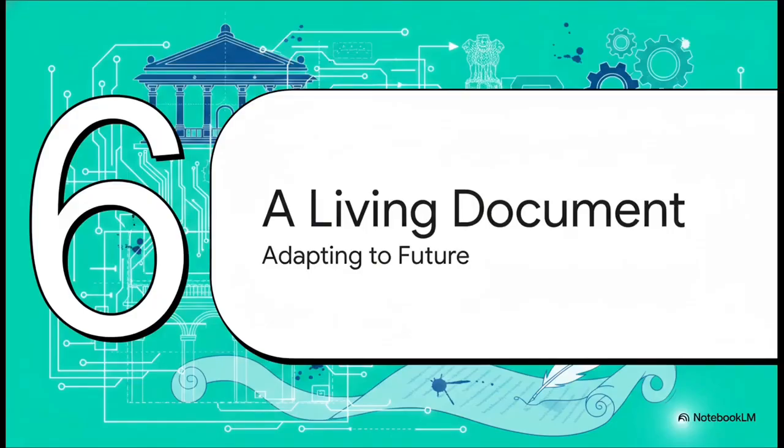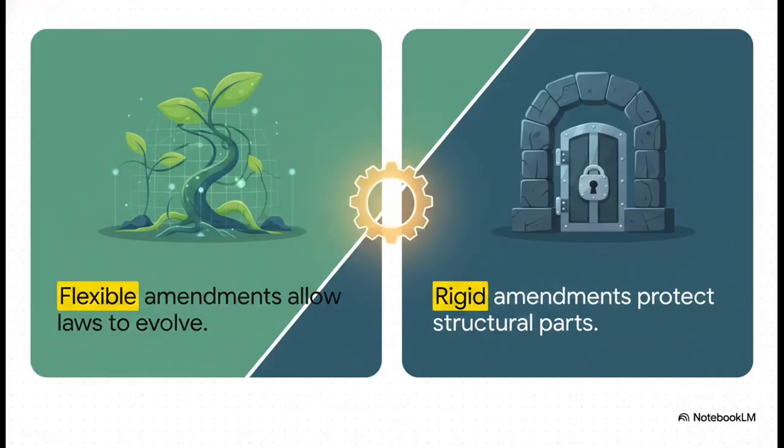Section 6. A living, dynamic document, adapting to the future. You know, no building can survive forever without a few renovations. And this brilliantly illustrates the foresight of the framers. Article 368 details the amendment procedure, and it actually uses a highly calculated mix of flexibility and rigidity. Some parts of the Constitution can be amended pretty simply and flexibly, which allows the law to naturally evolve with society. But other, core structural parts, they require a very rigid process, including ratification by the states. That ensures the fundamental soul of the Constitution can't just be altered on a whim.